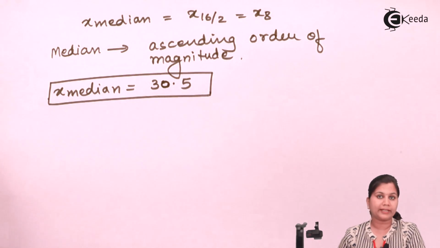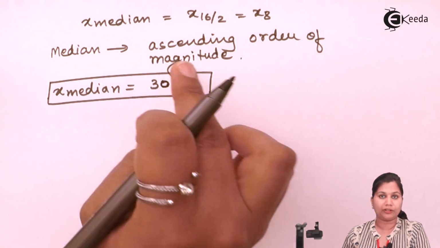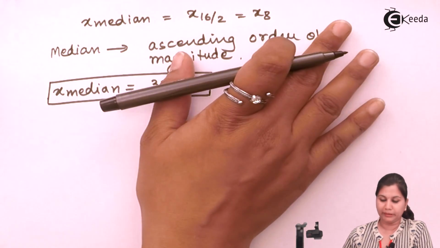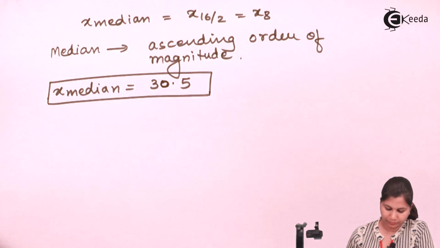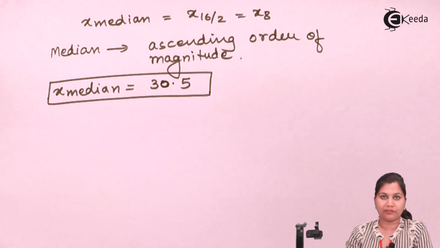Okay, don't forget that in the median you have to arrange the readings in the ascending order of magnitude. After that you have to calculate which will be the median. Now we have to calculate the standard deviation and the variance.